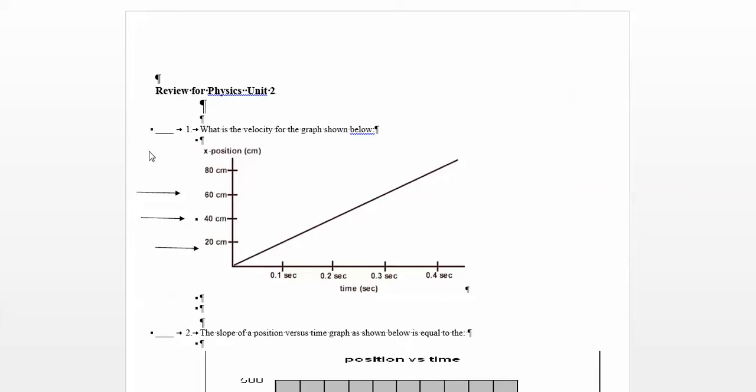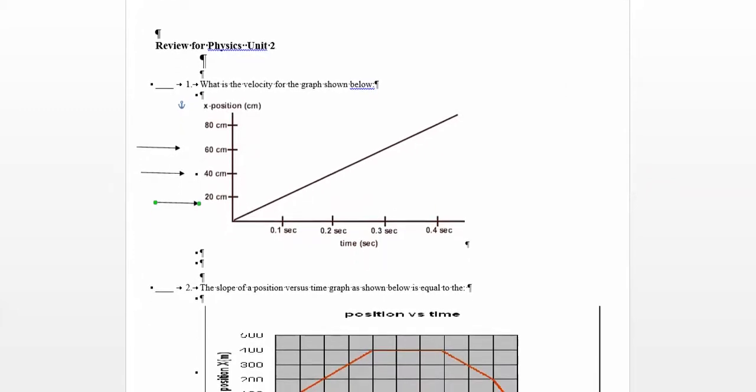First one here, it says, what is the velocity for the graph below? And on this graph, we have a position here, and we have time here. Notice that's the first thing I ask you to look at. Position versus time. It's a position versus time graph.